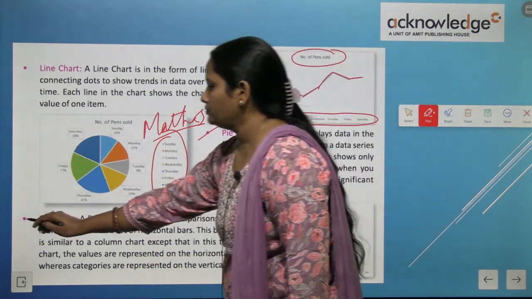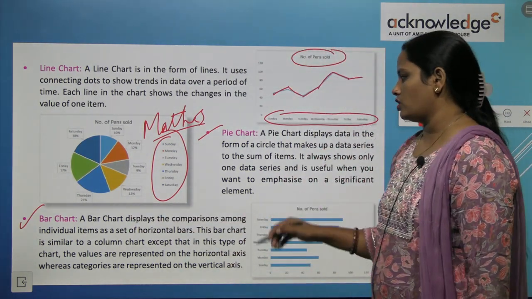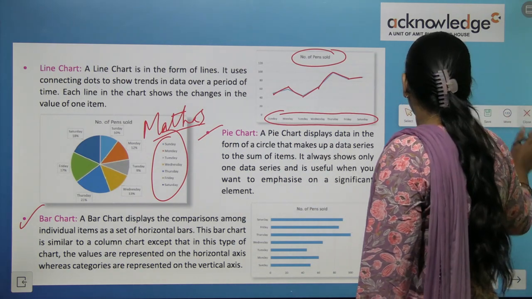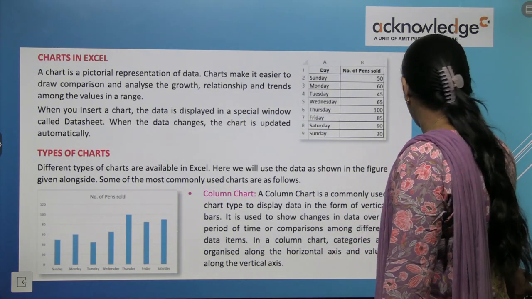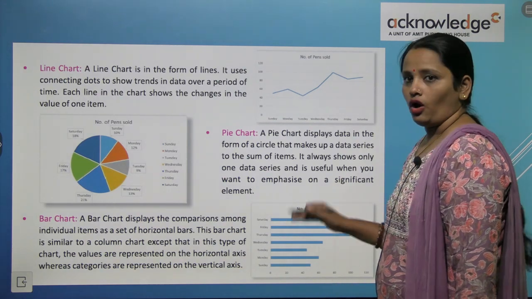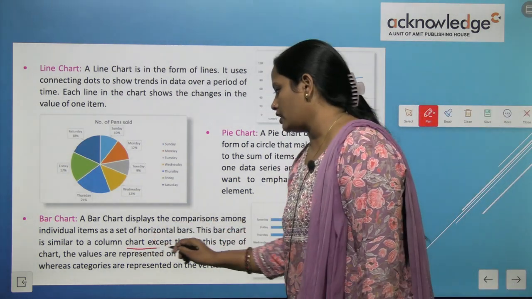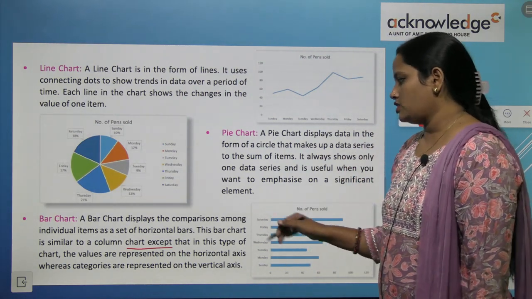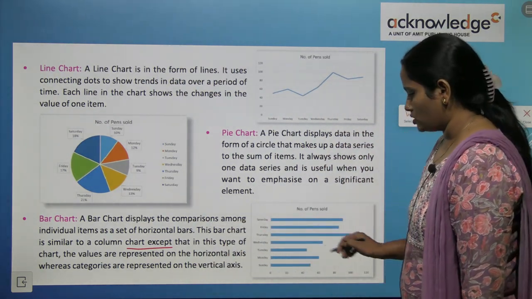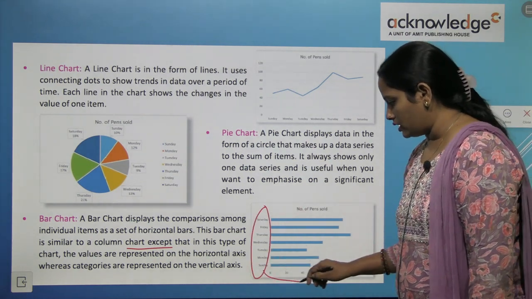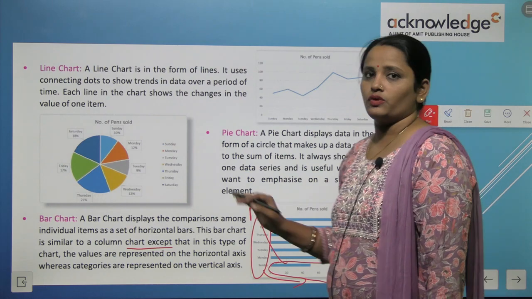Next comes the bar chart. A bar chart displays the comparison amongst individual items as a set of horizontal bars. So in the previous chart, which was our column chart, the data is written in the form of vertical bars, and here the data is in the form of horizontal bars. This bar chart is similar to the column chart, except that in this type of chart the values are represented on the horizontal axis, whereas categories are represented on the vertical axis. So in that chart we saw the categories written here at the bottom and the values written on this side. So this is the basic difference between these two charts.